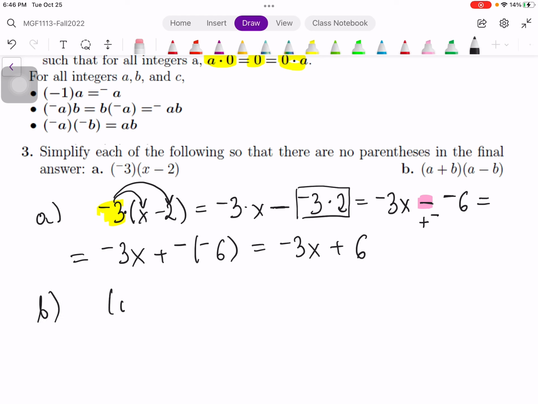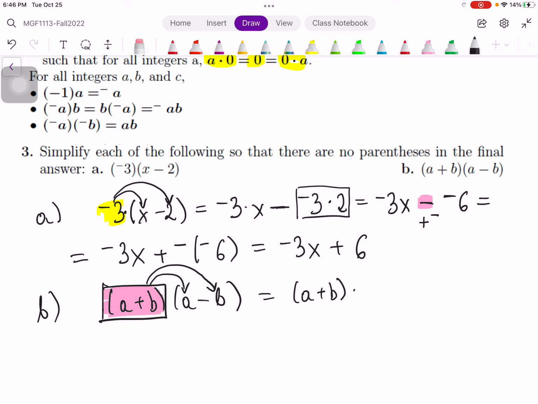Okay, well, let's do B. A plus B times A minus B. This one is tricky because technically I don't have a foiling rule, but for now I can think of this as one whole thing, one number. I'm not going to break it. I'm just going to distribute it over this difference. So notice, if I think of this as a whole thing, one number, then I use the distributive property of multiplication over subtraction to write this in this way, right?